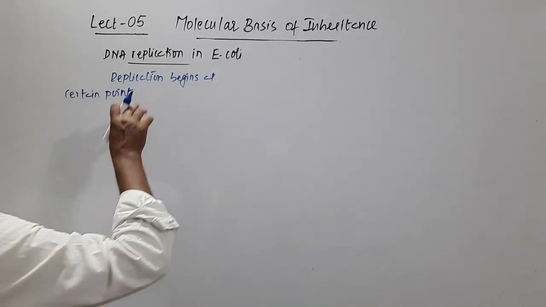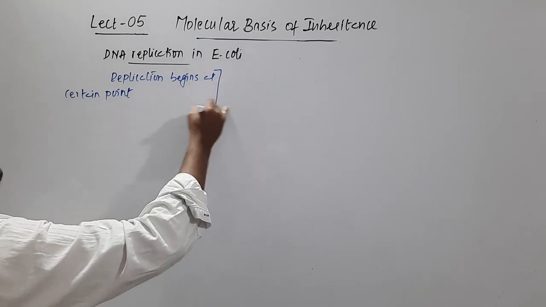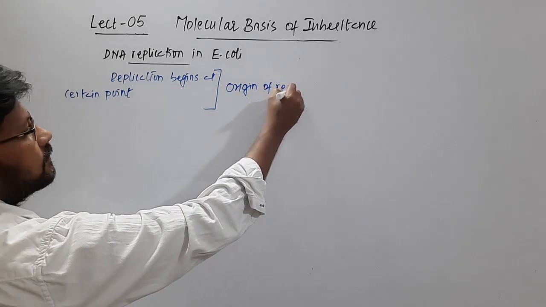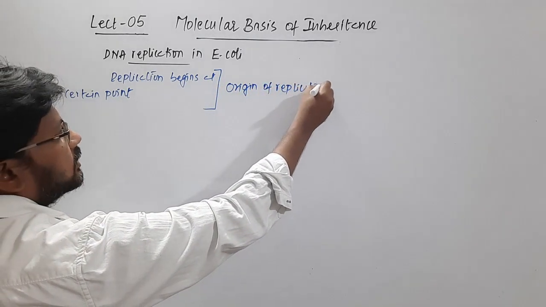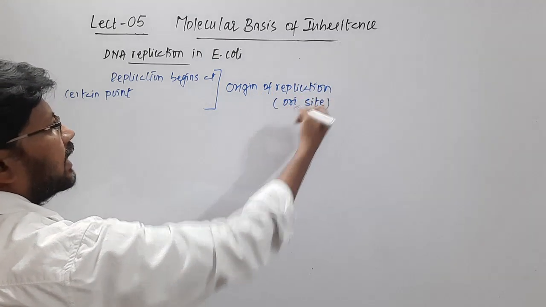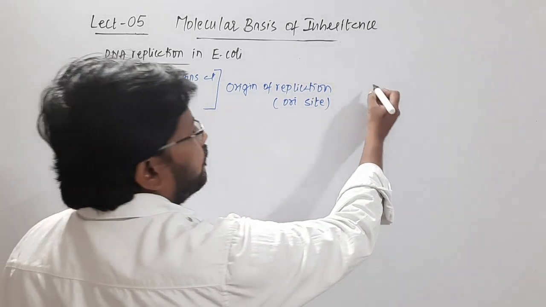So that special location where the replication begins is called the origin of replication. In short, it's called ori site. The origin of replication, in short, called ori site, right? So let's see.